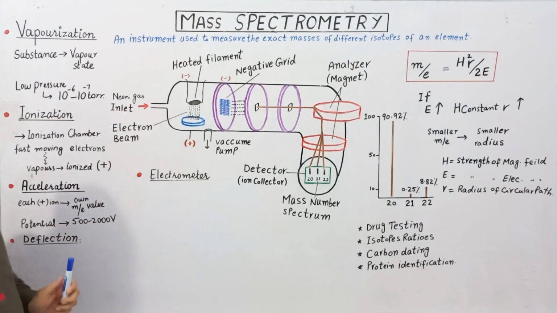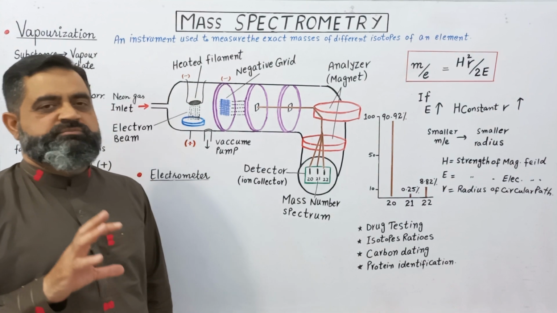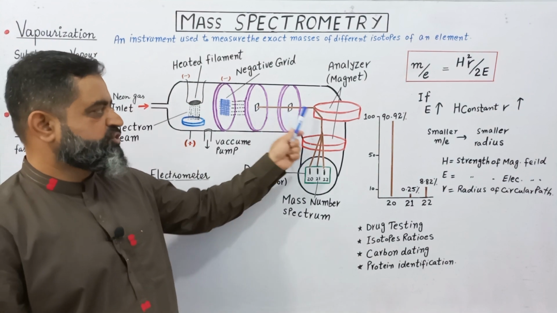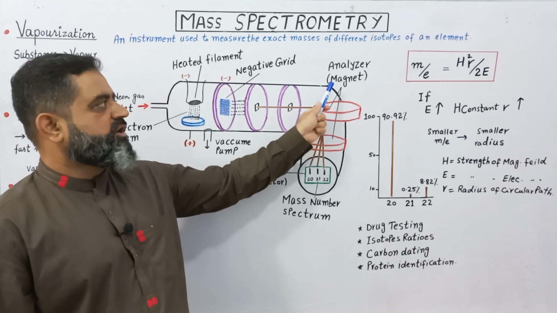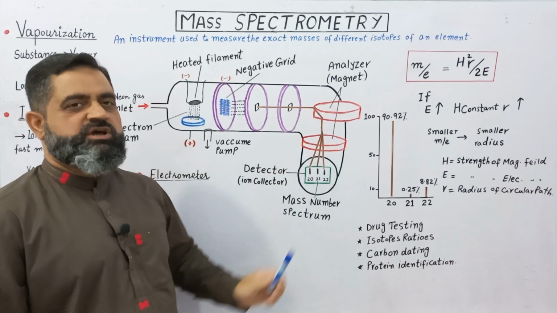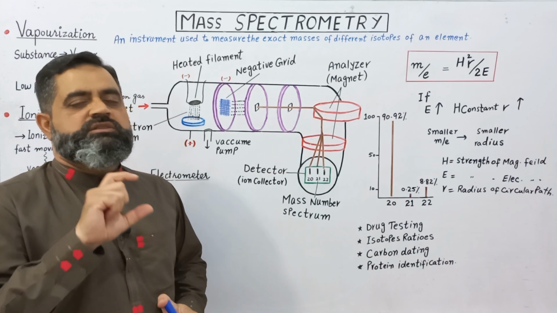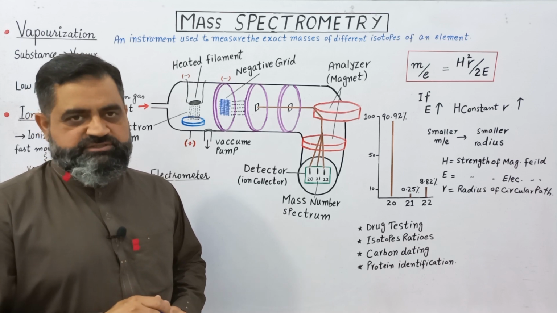Now the next step is deflection. For deflection, we are going to use magnets outside this tube. These magnets are known as analyzers. These are going to deflect this beam of positive ions.